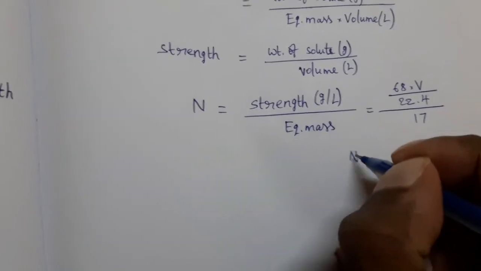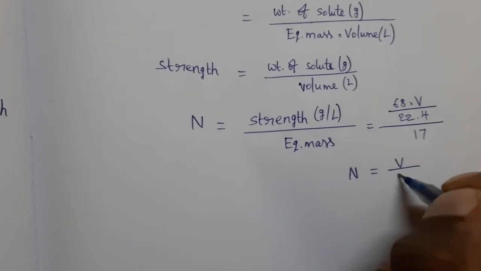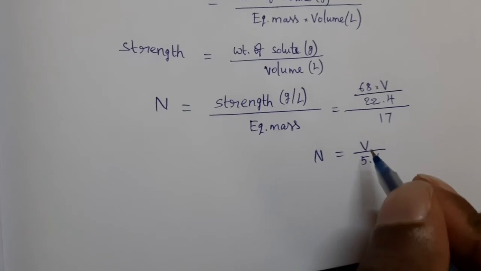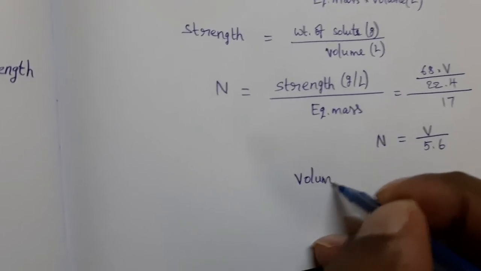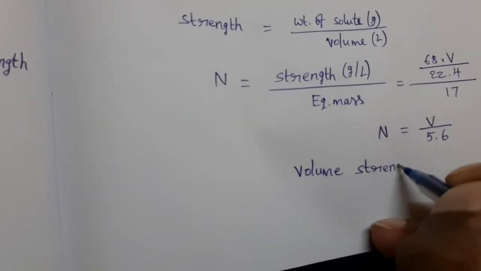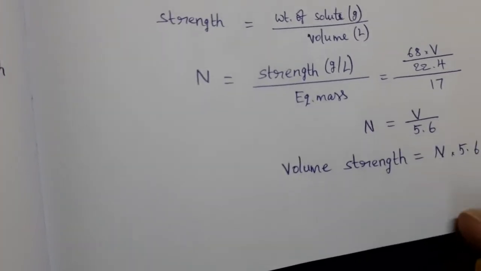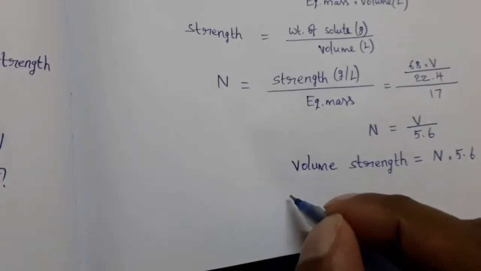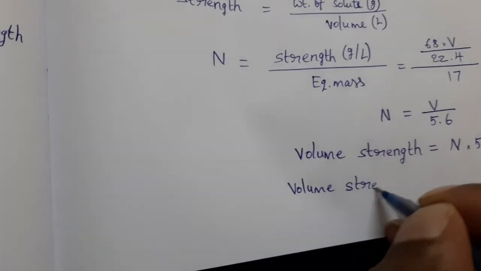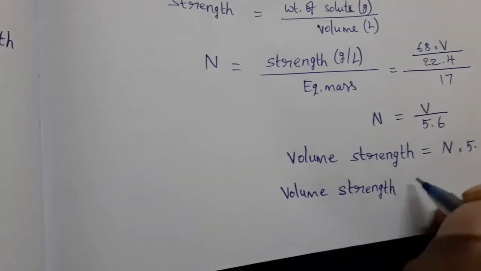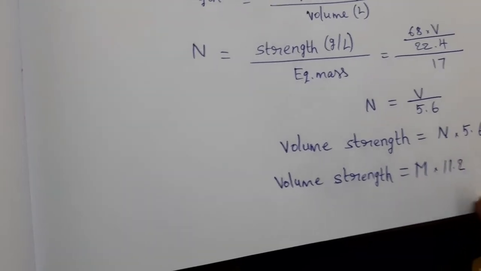Substitute here 68 into V divided by 22.4 by equivalent mass 17. By doing calculation we can get normality N equal to V by 5.6. Here V is volume strength. Therefore, volume strength equal to capital N into 5.6. N means normality. In terms of molarity, volume strength equal to capital M, molarity, into 11.2.